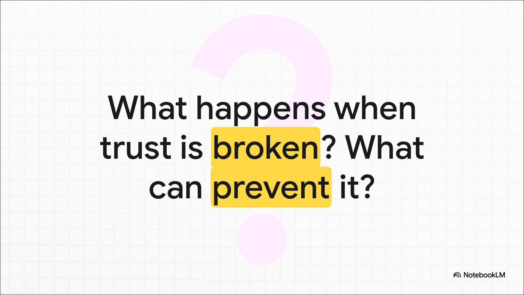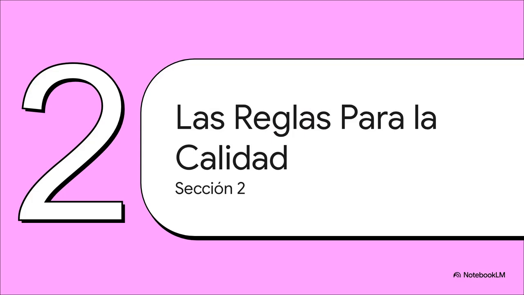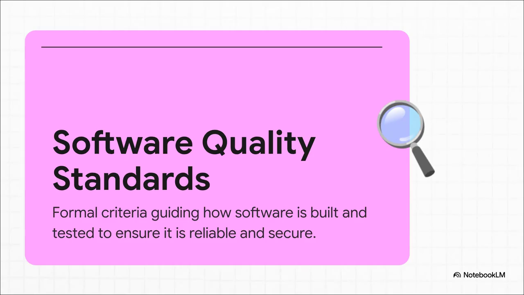Well, the answer lies in a set of rules. And that's where we get into the world of standards. These are the formal rules of the game designed specifically to prevent software disasters before they can even start. So what are they exactly? Well, a software quality standard is a formal set of criteria. Think of it like a blueprint or an instruction manual that tells developers how to build, test, and maintain software so that it's reliable, efficient, and, most importantly, safe.